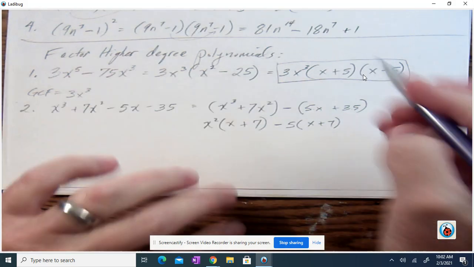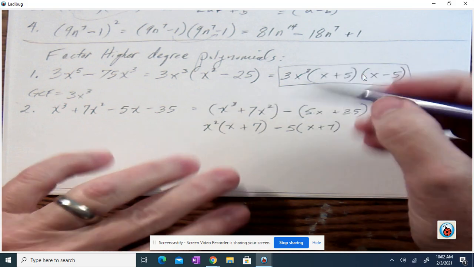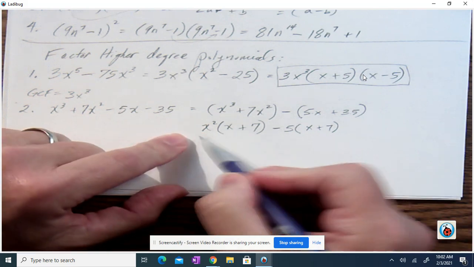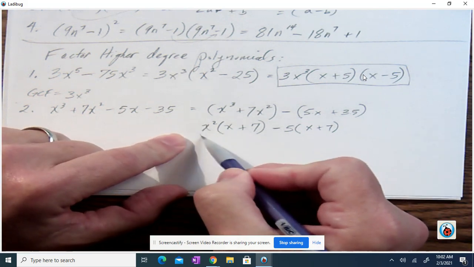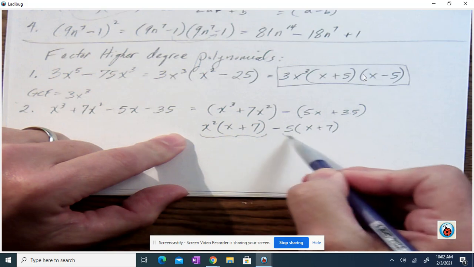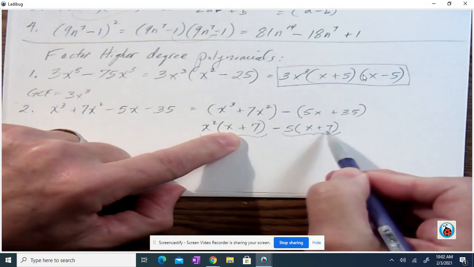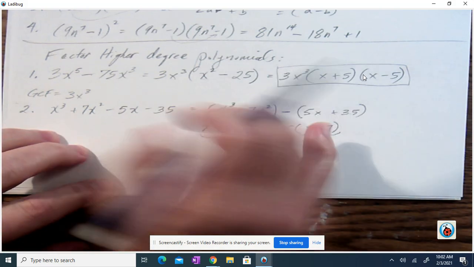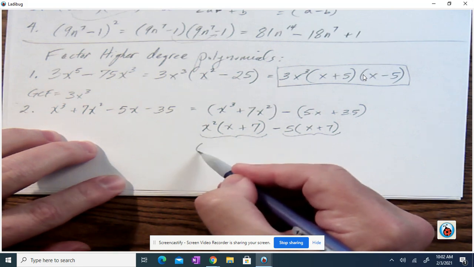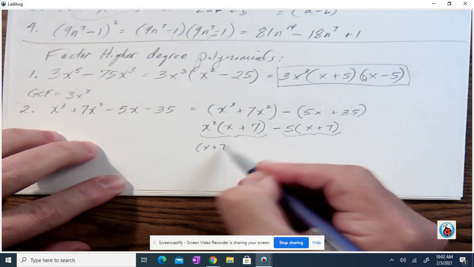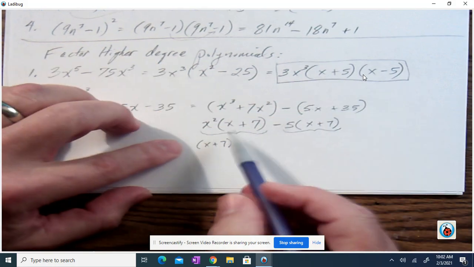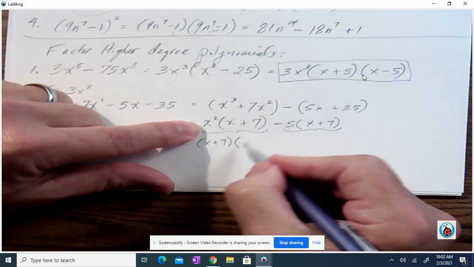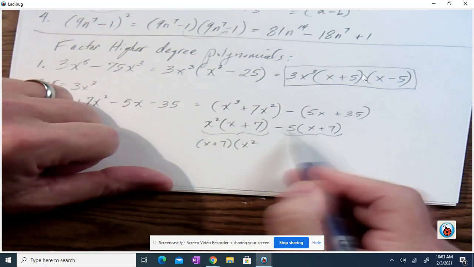All right, so now what I've done is I've turned this into a situation where you have this expression and this expression that have x plus 7 in common. So that means that you can factor out an x plus 7 out of this whole thing. If I factor out x plus 7, think of x plus 7 as just one thing, okay? That's going to leave me with, for this expression, just x squared. And over here, it just leaves me with the minus 5.